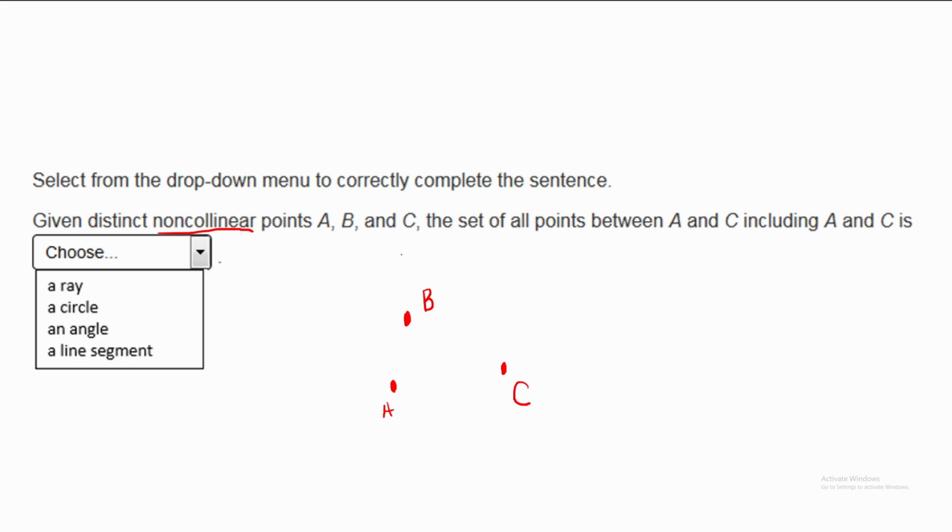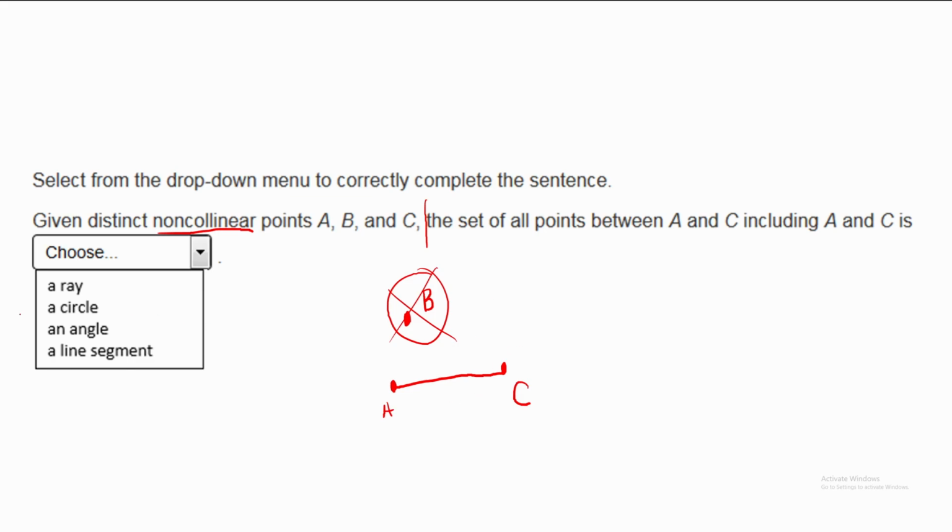So it says the set of points between A and C, including A and C. So if we have all those points right there, that is a blank. Now, we don't talk about B here, right? In the second half of the sentence, it doesn't talk about B. That's why I crossed it out. We're just focusing on A and C.